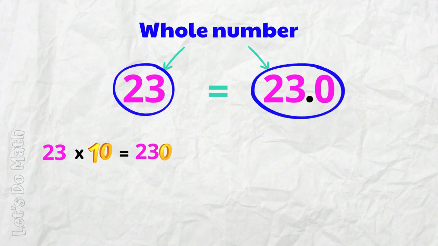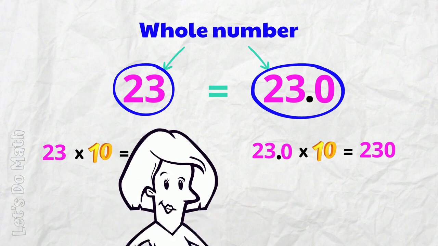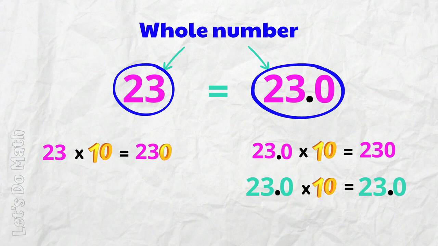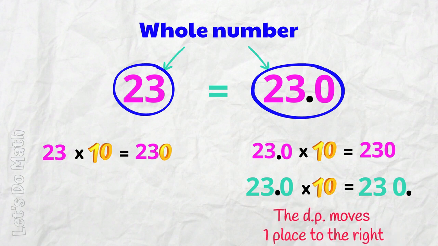These two values are the same, so if I multiply 23.0 by 10, the answer will be the same. Look what happens with the decimal point as we do that multiplication. The decimal point moves one place to the right. 230 point. There's no digit after this, so we can leave the decimal point off and just say equals 230.